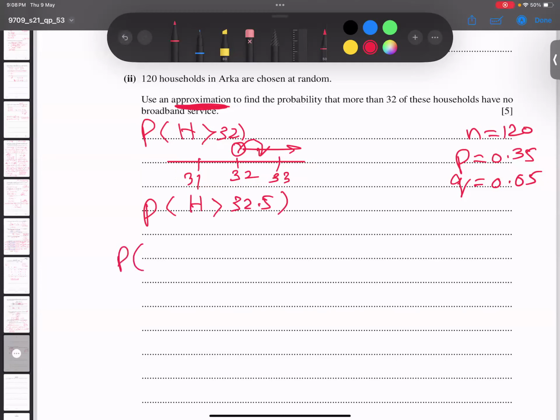And what is the technique? X becomes Z. And what is the formula? You know it very well: Z equals X minus mean over deviation. X is this number. But the problem is, do we have the mean and deviation? No, we will find it. So let's try to find it.